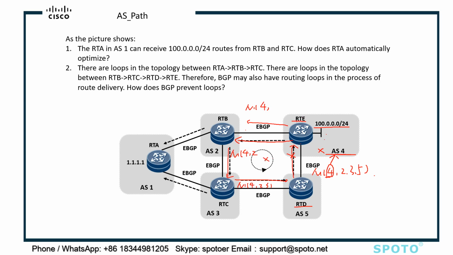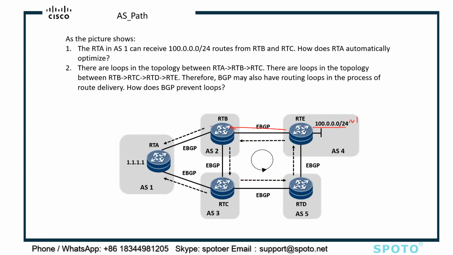Actually, this is the first function of the AS path. It records the path list of this route, and if the router finds its own AS value in the AS path list, the router will discard it. Okay, so this is the first one, and the next part is about this network segment.